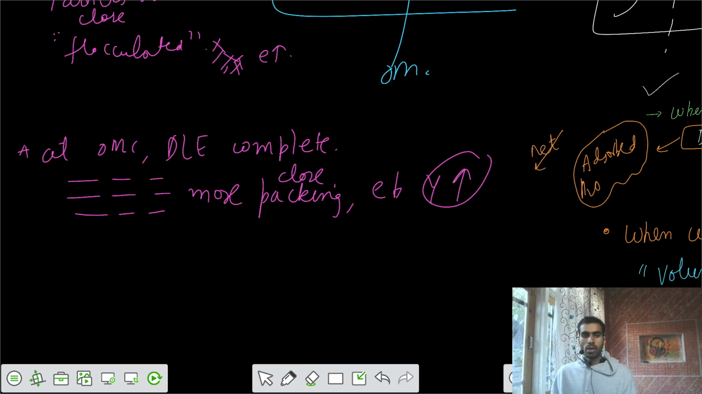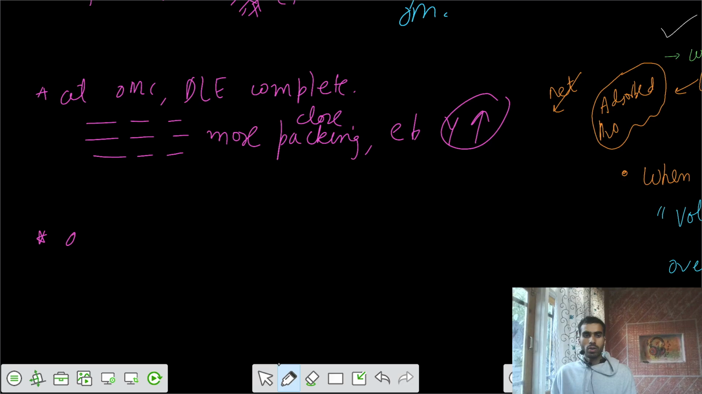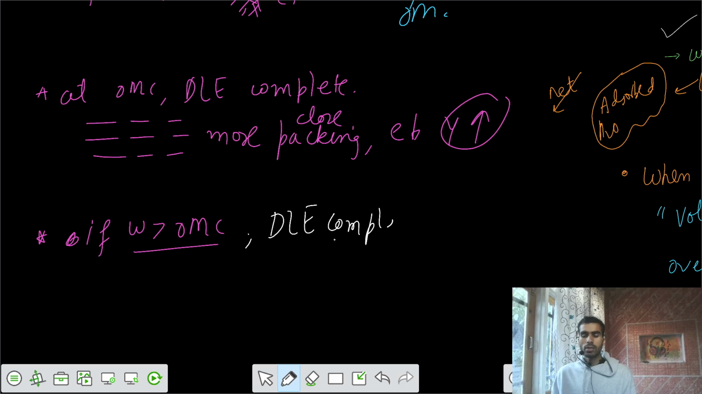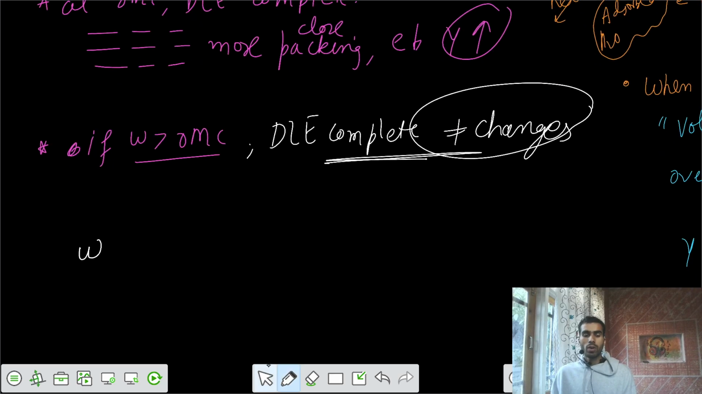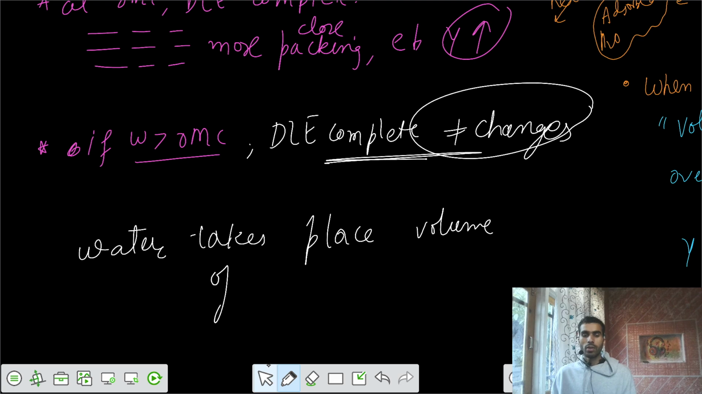Gamma is max. Now if I again increase the water content, if water content is now greater than OMC, your DLE, double layer expansion, was already complete. Now it's not going to increase. It does not change now. So its effect is fixed, but water now takes the place of solids. Because of that also, your gamma is now going to decrease.